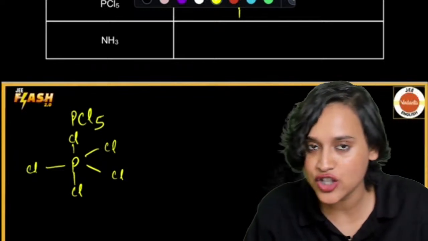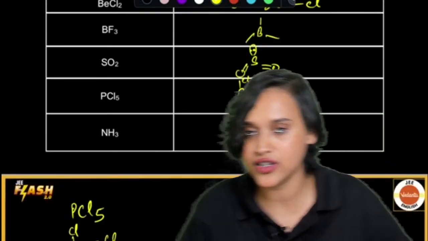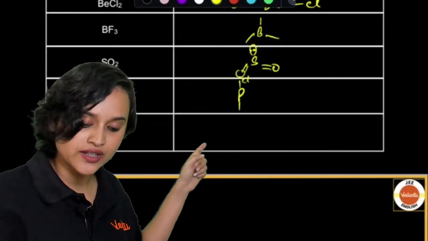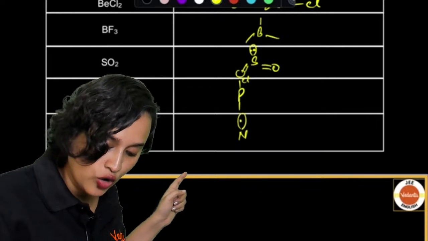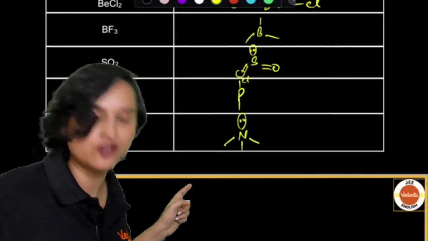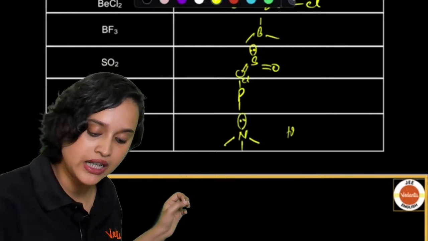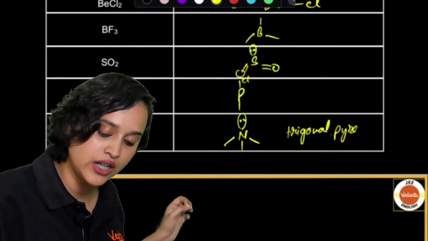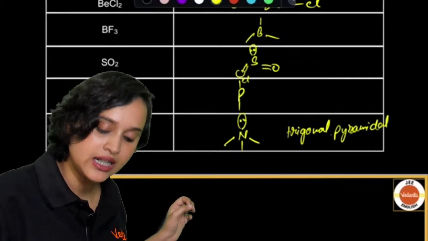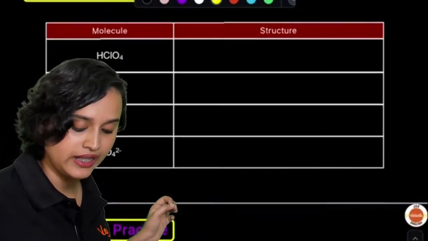Next is NH3. For NH3, how do we draw the structure? You will have N here, a lone pair here and 3 hydrogens here. So this will be trigonal pyramidal. Am I right? Yes, absolutely.